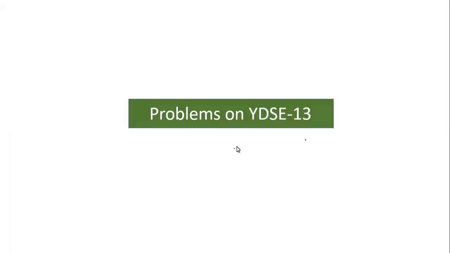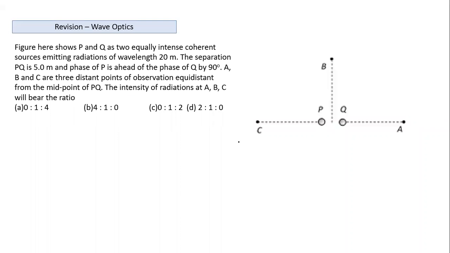Problem number 13 on YDSC, which is different from any of the previous questions. It shows P and Q, two sources of the same intensity. So basically the power of the two sources is the same and they are coherent sources. Coherent sources means both have the same angular frequency omega, and hence the wavelength will also be equal because they are traveling in the same medium, so velocity is the same.